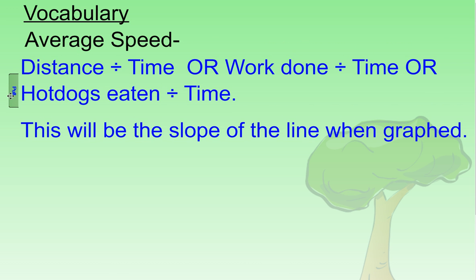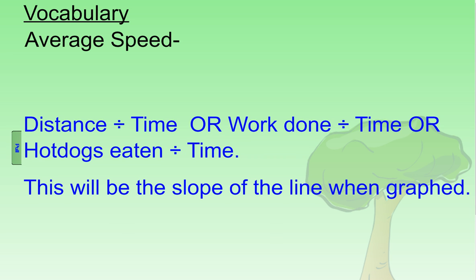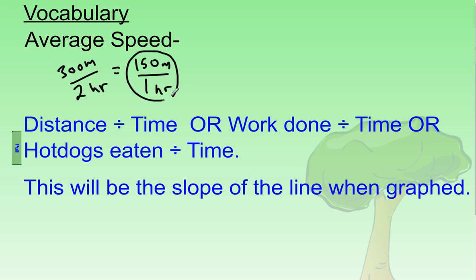So average speed is something divided by time. I mean, so distance. If you're driving a car and you go 300 miles in 2 hours, well, if you would divide that, you'd get 150 miles in 1 hour. Maybe that's not a car. Maybe it's a jet or something. That would be your average speed.